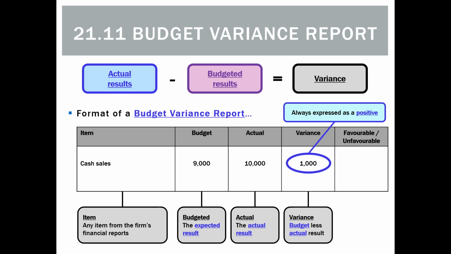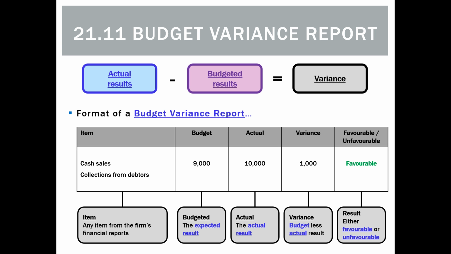And with the variance number, we always express that as a positive. We don't need to call it a negative and figure out whether it's good or bad in this column. That's because we've got this extra column which says favorable or unfavorable. So if we actually achieved $1,000 more sales than planned, we would call that favorable.